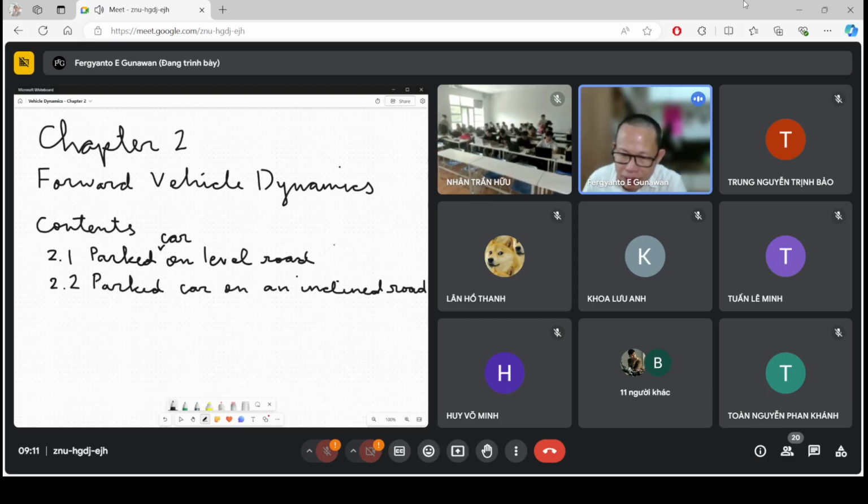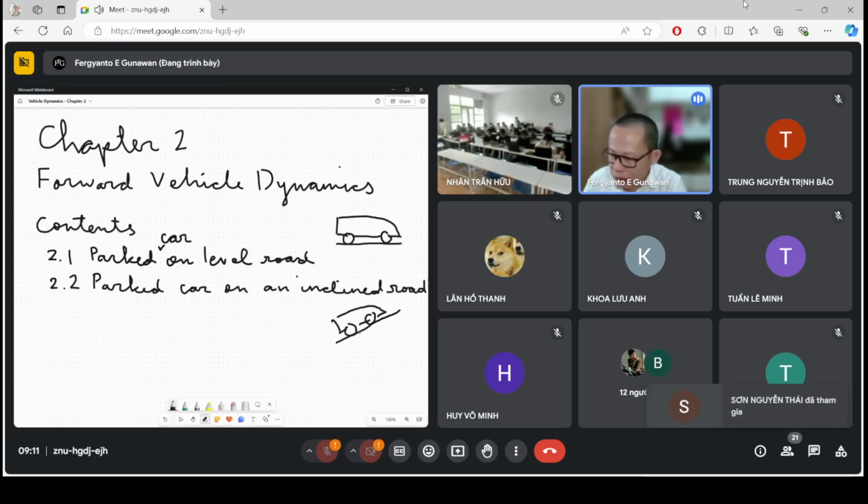These are the two things that we are going to discuss today. The first one is essentially a car that's not moving in this position. The second issue is a car on the inclined road. This is an example of the car on the inclined road. So this is the second topic, and this is the first topic. Today we have two sessions, and we are going to discuss both of them.